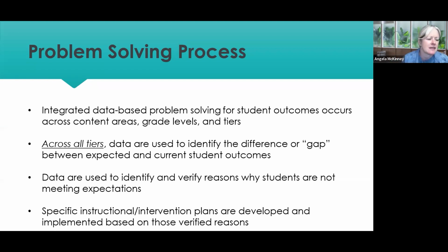We need to have data that tells us a lot of different things. Why is a student struggling? What do we do about this? How do we dig into that? And then whenever we determine that a student has a need and why they might have that need, then we're developing plans based on those reasons.